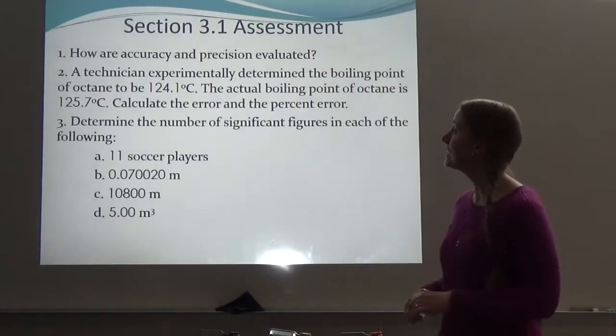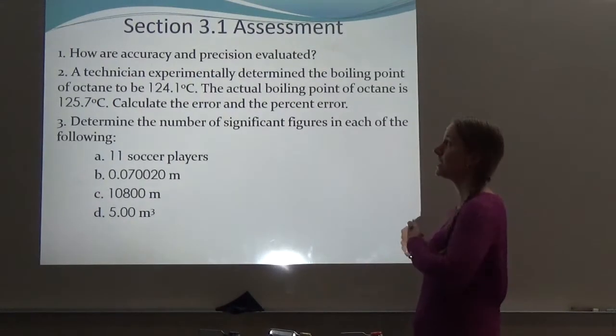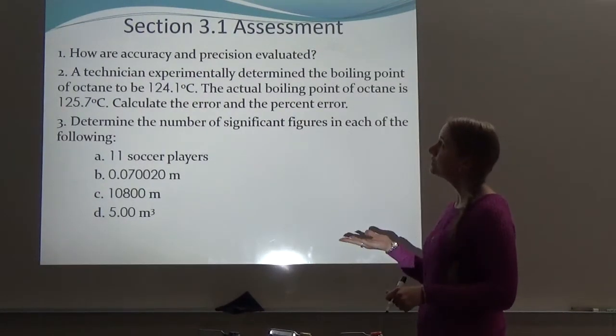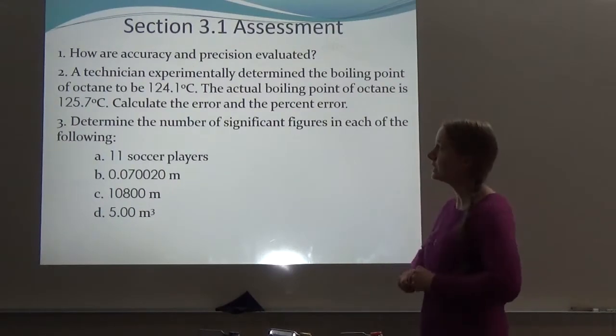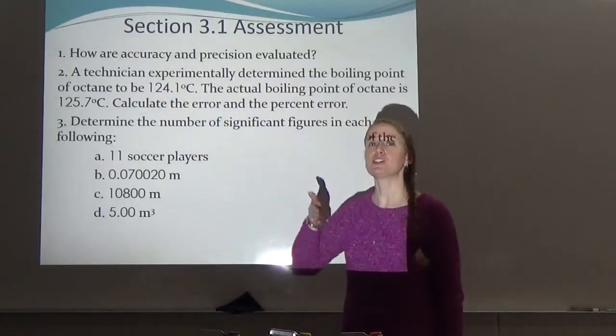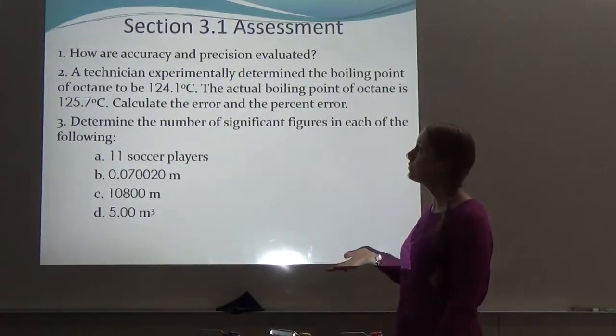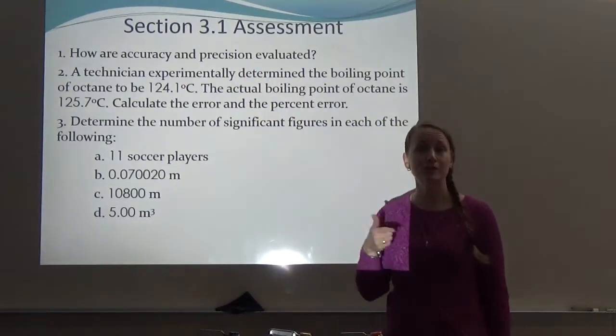All right, so let's knock out this section assessment. If you haven't been trying any of these, make sure you pause and try some of these. How are accuracy and precision evaluated? Because these are just verbal ones, I'm just going to answer. Accuracy, remember, is how close a measurement is to the true or actual value, whereas precision is how close multiple measurements are to each other.